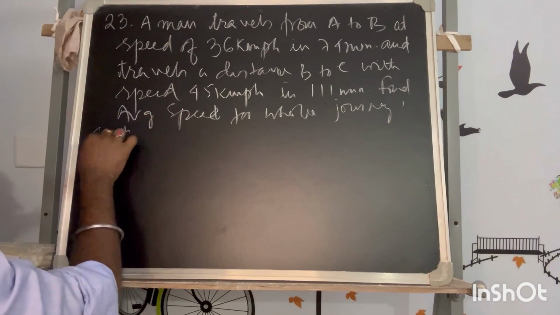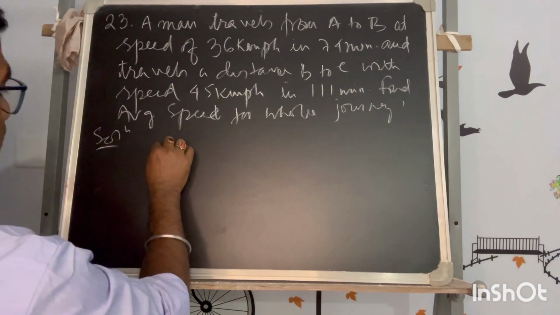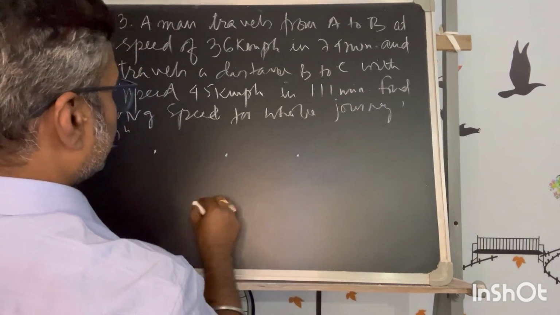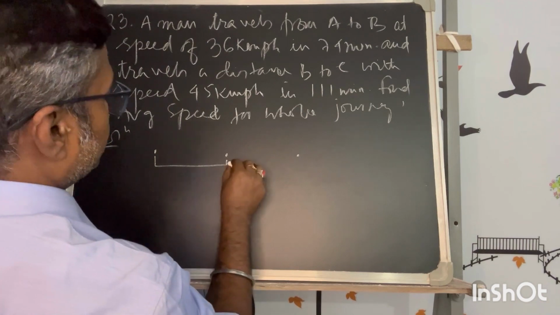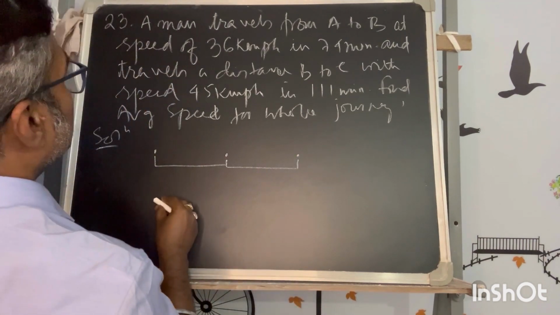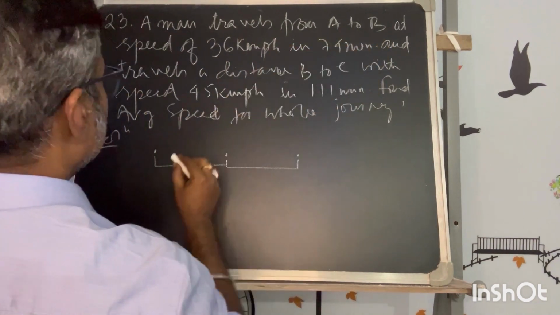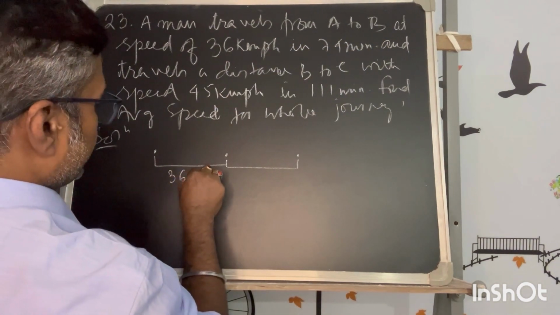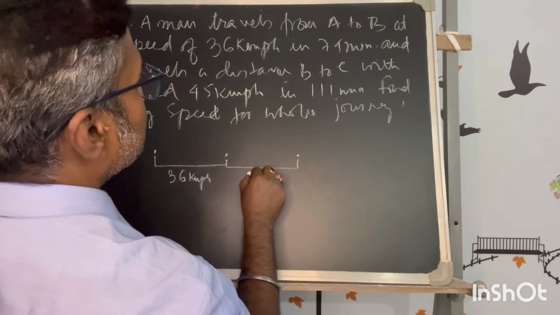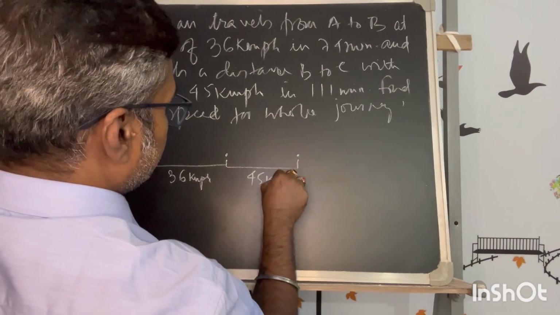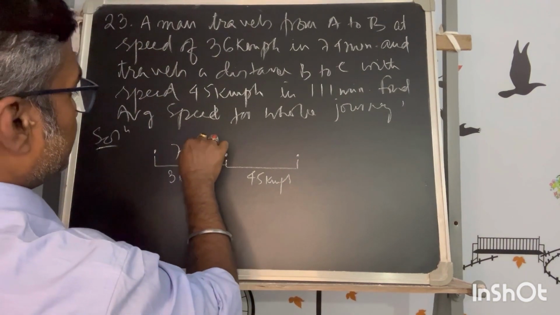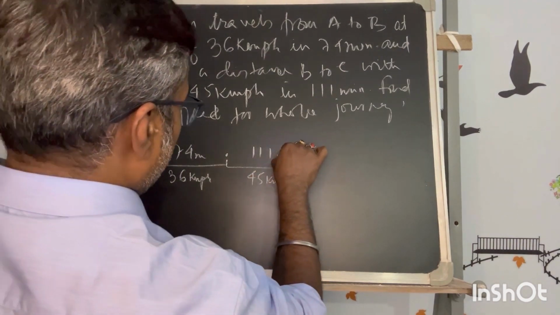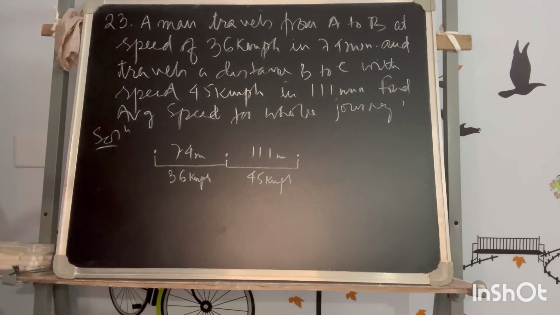So the solution comes, the points are A, B and C. Between A and B the distance is not given. What is the information given? The speed for this is 36 kmph and for this it is 45 kmph. The time taken here is 74 minutes, here it is 111 minutes. Now you have to find the average speed.